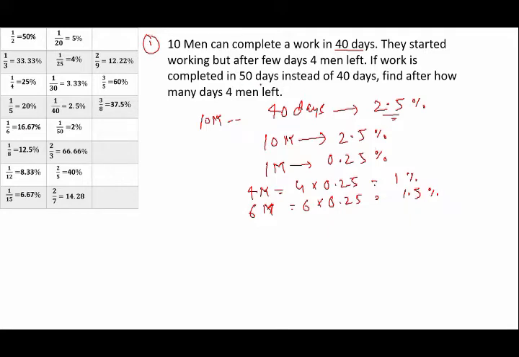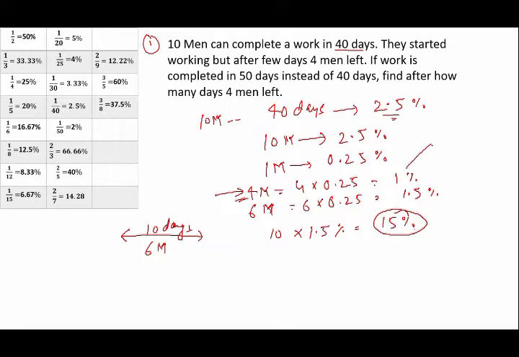We see that it took them 10 days extra to complete the work. So 10 days, only 6 men would have worked because 4 have already left, and this is the same work that 4 men should have done. So 6 men are doing 1.5% of work in one day. In 10 days, they should be doing 1.5% into 10 days, which means 15% of work. The work that 6 men do, and it was not done by 4 men.